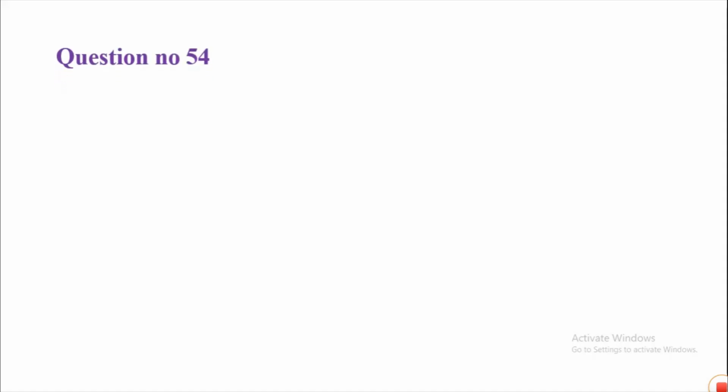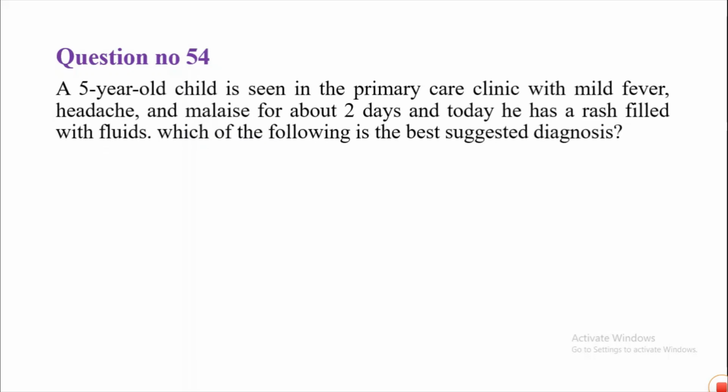Question number 54. A 5-year-old child is seen in the primary care clinic with mild fever, headache, and malaise for about 2 days, and today he has a rash filled with fluids. Which of the following is the best suggested diagnosis? The options are number A, chickenpox, number B, German measles, number C, measles, number D, scarlet fever.